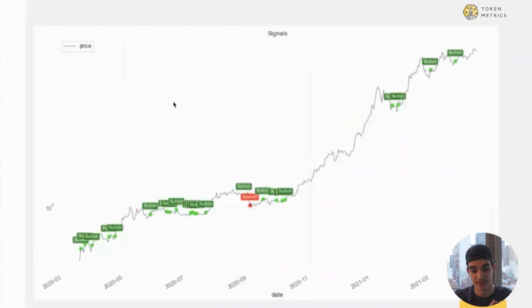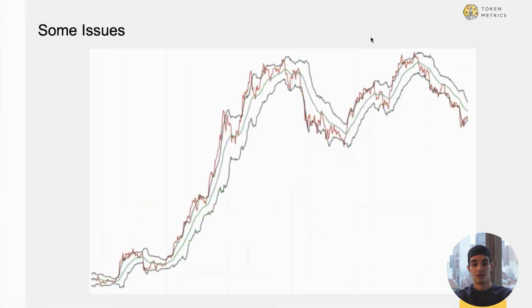Now, if we go ahead and plot these signals, like I said, every time there's an exponential moving average cross, I buy with a small bet size, all the way until at one time I hit my stop loss at this time. And then I was constantly accumulating during the uptrend.